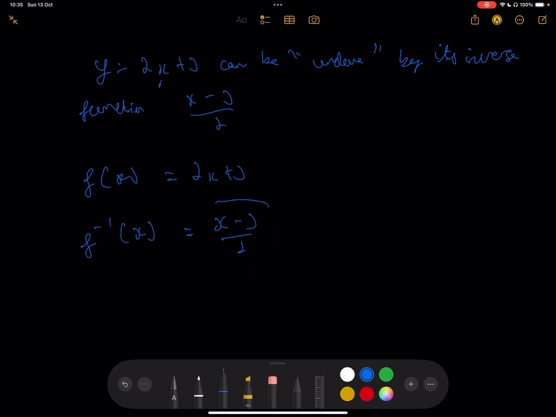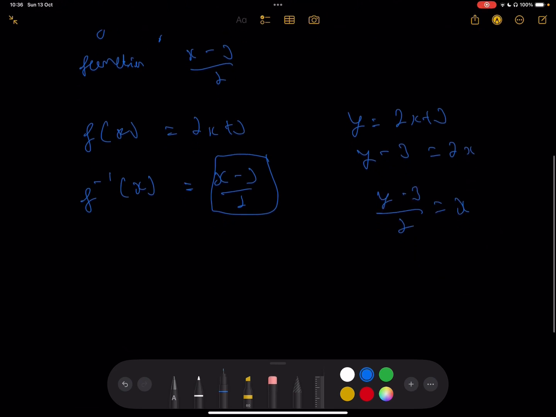How did I get this? Well, we just set y is equal to 2x plus 3. Then let's make x the subject. In doing so, we get y minus 3 is equal to 2x, and y minus 3 over 2 is equal to x. Make sure to replace the y with the x. So you switch the y and the x around, so you get x minus 3 over 2 is equal to y. Well, no, not where y is equal to f of x. This is just the inverse function now.